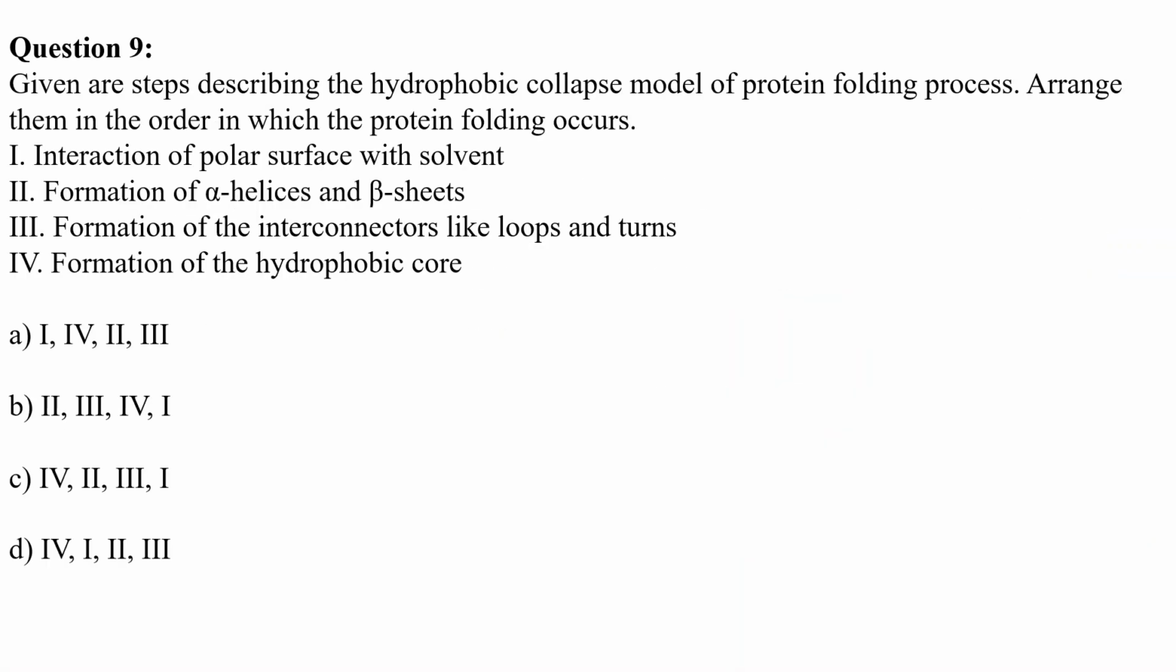Moving to question number 9. Given are the steps describing the hydrophobic collapse model of the protein folding process. Arrange them in the order in which the protein folding occurs. A is interaction of the polar surface with solvent. B is formation of alpha helices and beta sheets. C is formation of interconnectors like loops and turns. And D is formation of hydrophobic core.